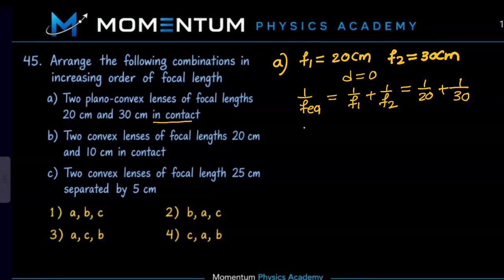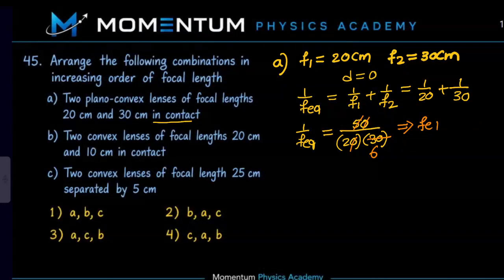Take LCM now here. This is 1 by F equivalent, which will come to be, if we multiply, so that is 50 by 20 into 30. Now, calculations. So tell me now here this value 5 by 60. So then from this how much the equivalent focal length will come, tell me now, which will be equal to 12, isn't it?